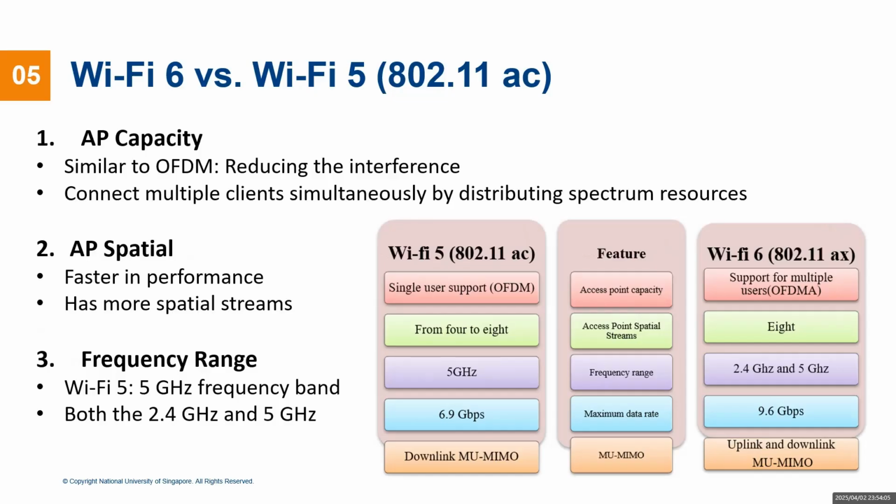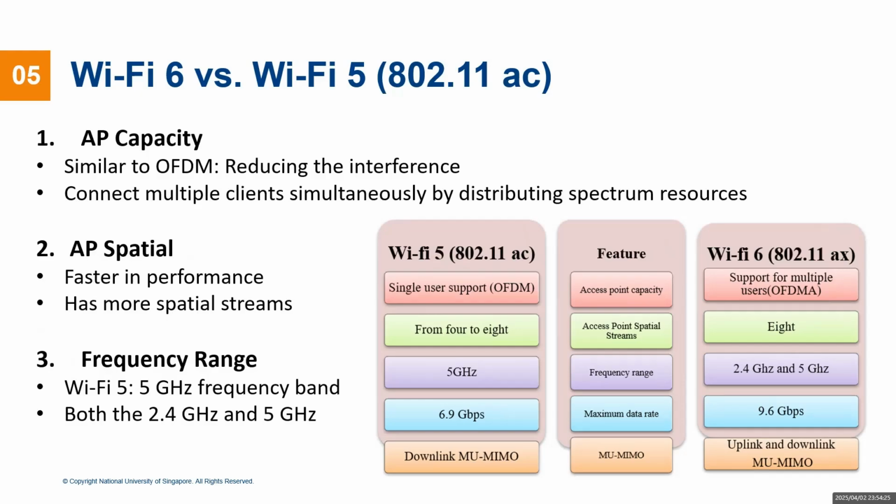Besides, Wi-Fi 6 can be faster in performance because it has more spatial streams, representing higher maximum potential throughput. For Wi-Fi 5, it can only support 4 to 8 spatial streams, while Wi-Fi 6 can reach 8 streams already. This leads to the final improvement in the transmission performance.